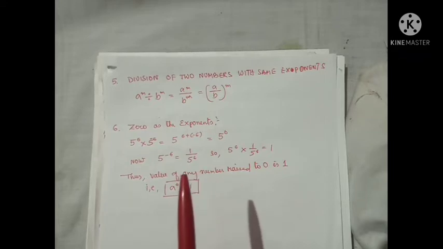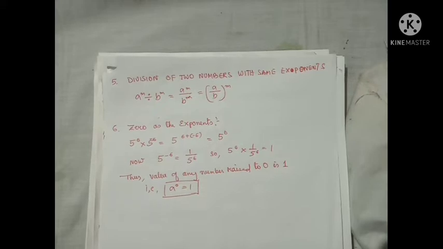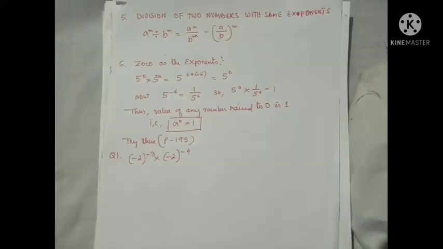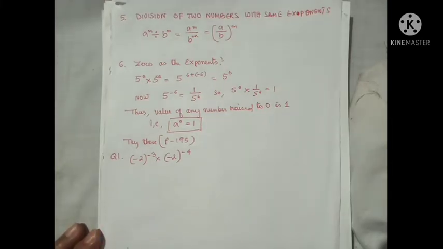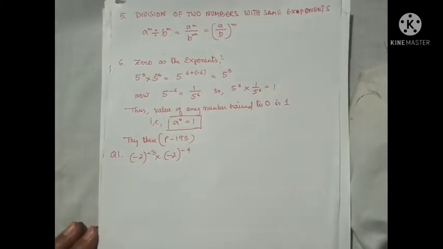Understand? These are the 6 laws that we have to use in this chapter. So let's start the exercise. Try this first. Let's start with the Try This on page number 195. Question number 1: simplify and write in the exponential form.